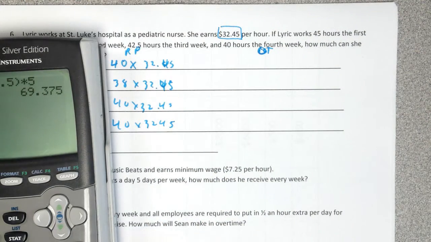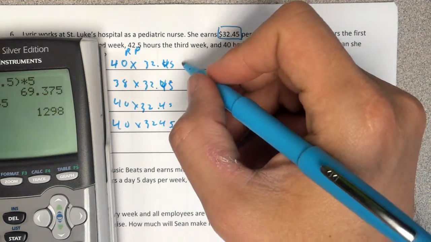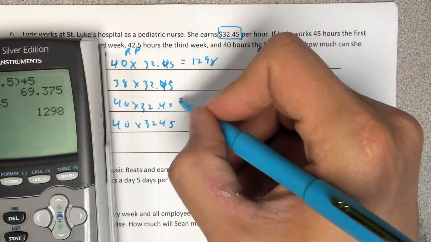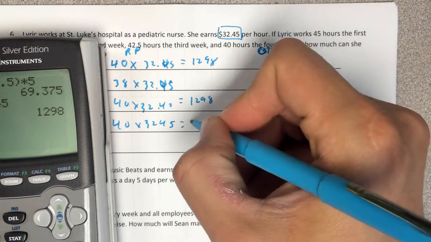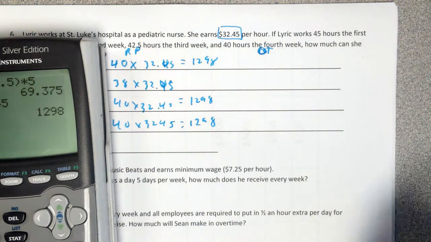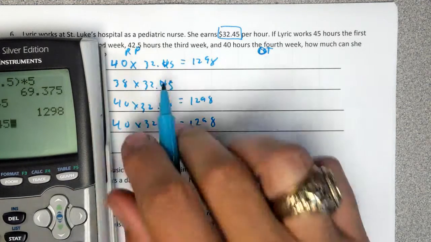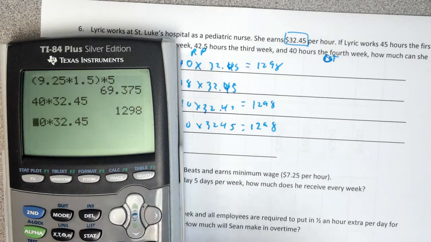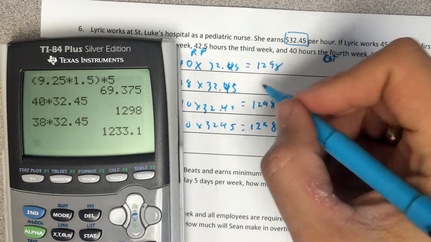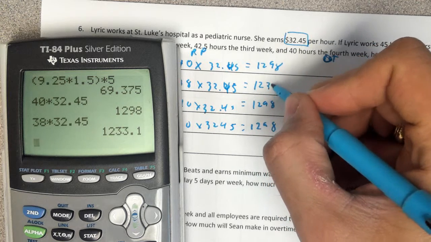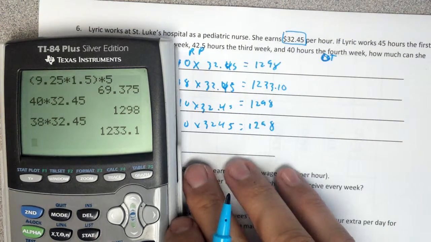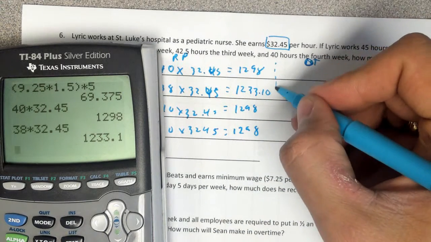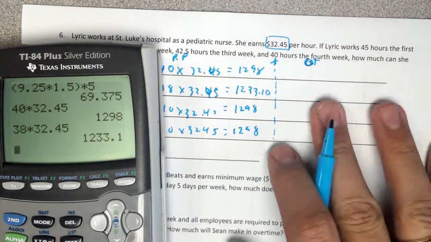Let's check those in the calculator. 40 times 32.45. This is going to be $1,298, which means all of these are $1,298. The second one we're showing works 38. We're going to change this to 38. Going to make $1,233.10. And we're adding these up in a second.